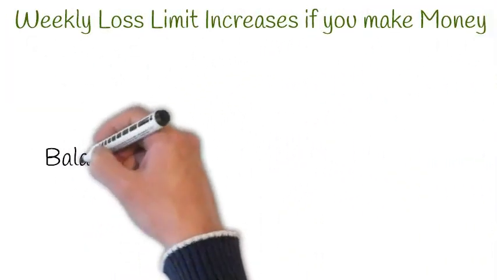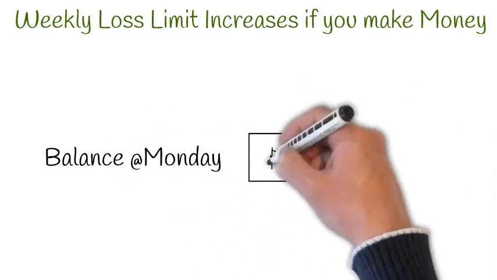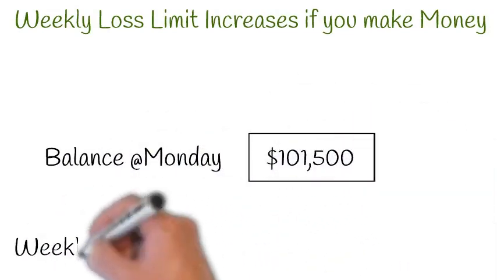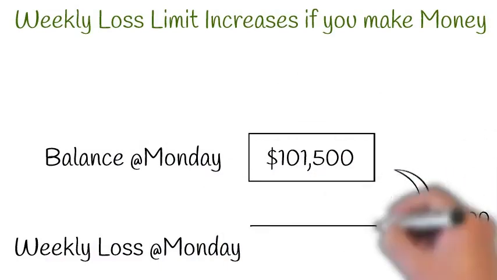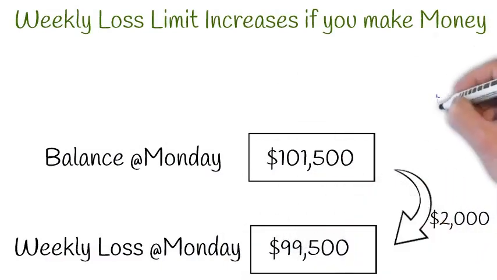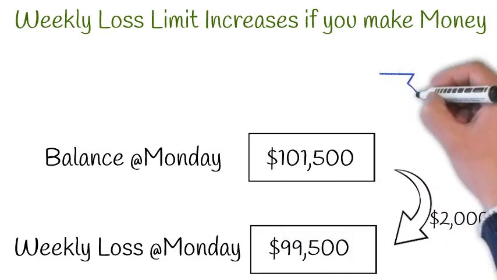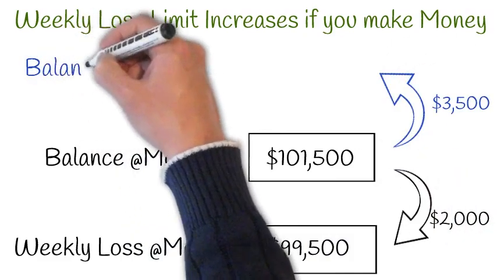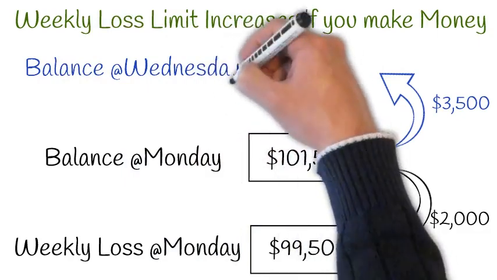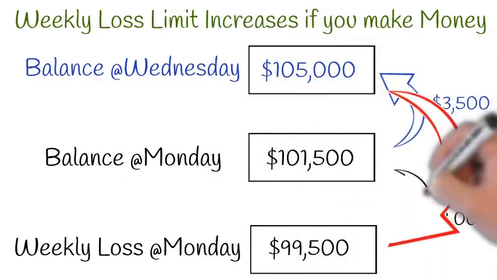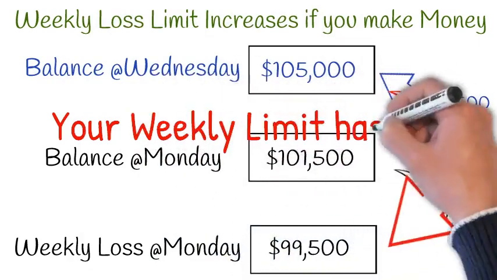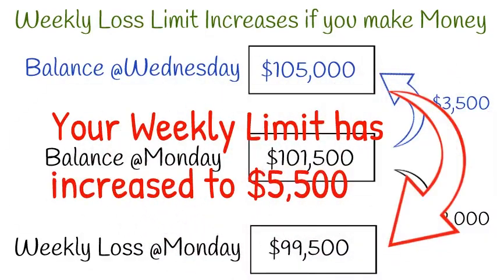Lastly, the weekly loss limit increases if you make money. Now, the balance at Monday, for example, was $101,500, and your weekly loss limit on Monday was $99,500, $2,000 behind your starting balance. Now, for this example, say you made $3,500 by Wednesday, taking your balance up to $105,000. Well, that would give you $5,500 extra to play with for that week.